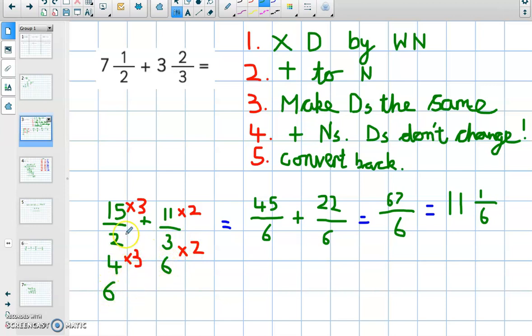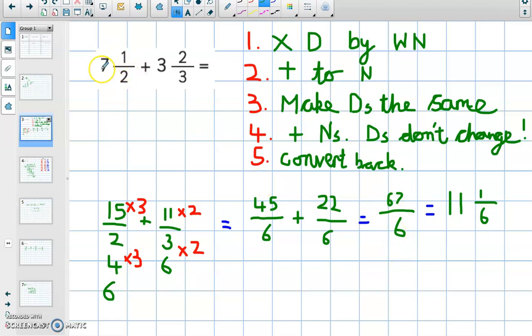Now just remember that when you're finding the lowest common multiple, whatever you do to the bottom, you must do to the top. So I've multiplied this 2 by 3 to get 6. So I must also multiply 15 by 3. So here will give you 45. So 45 over 6. I must do the same with this fraction. So I've multiplied this denominator by 2 to get 6. So I've also got to multiply the top, the numerator, by 2. And that gives me 22 over 6. So now the denominators are both the same. I can now add these two fractions together. That will give me 67 over 6.